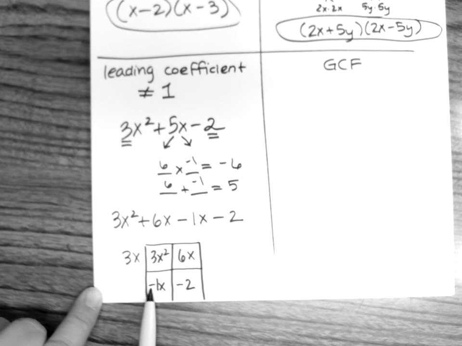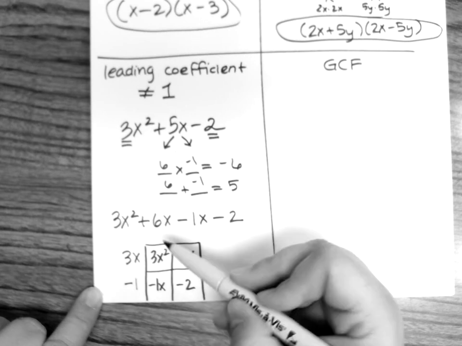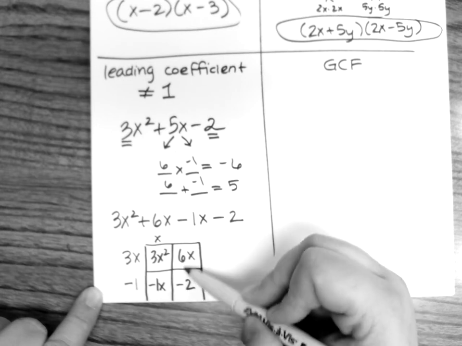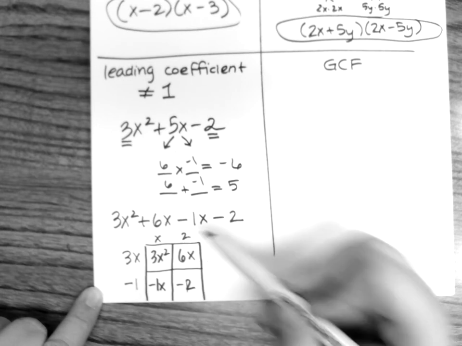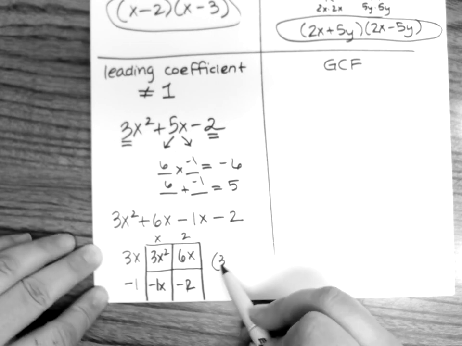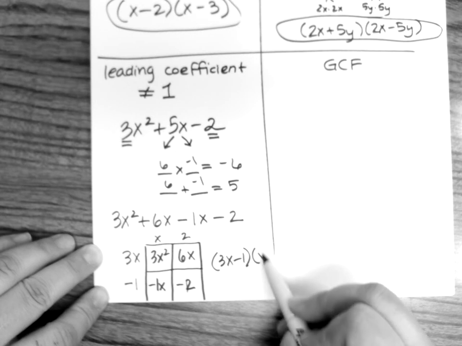But if there's a negative in the box next to where I'm writing, I take it along for the ride. Only if it's in the next box right next to where I'm writing, or the closest box right below where I'm writing or next to. These two, the greatest common factor is x. These two, the greatest common factor is 2. It's not going to be negative because the 6x is not negative. So my answer is 3x minus 1 times x plus 2.